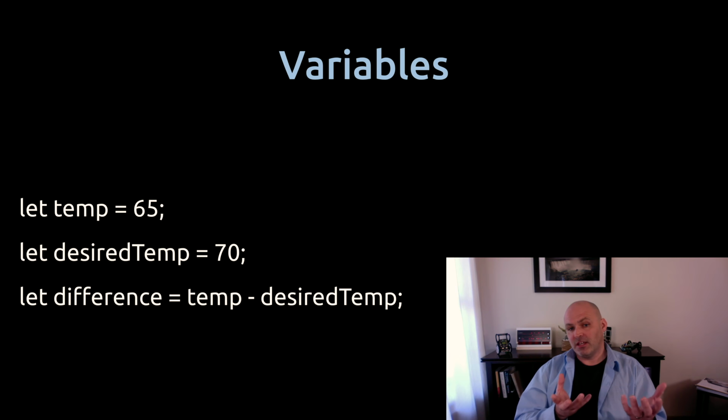Now, obviously, in a real thermostat, the desired temperature would be changed by the user as they use the controls to set the desired temp, and the actual temperature would be set by some kind of sensor that was reading the temperature in the room. Our third variable, the difference, notice we set that here using our statement. We take the temperature, we subtract the desired temperature, and we take that value, which in this case is -5, and then we put it in the difference.